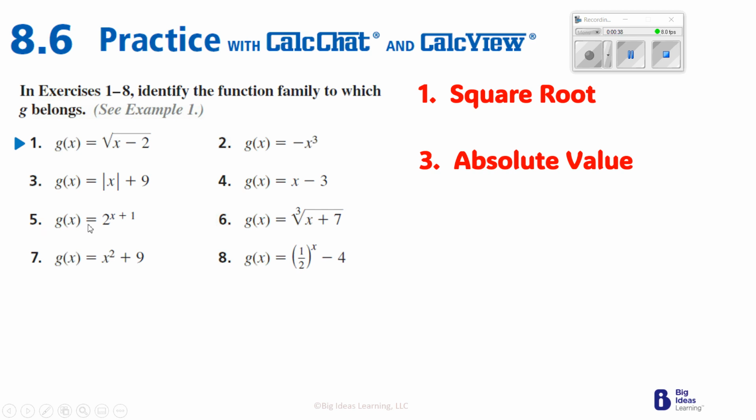Number 5, g of x equals 2 to the x plus 1 power. The minute that x is over there with the exponent, we know it's going to be exponential. Number 7, g of x equals x squared plus 2. This time the base is x, not the exponent, which means this is going to be quadratic. All right, you have 2 through 8 to do.